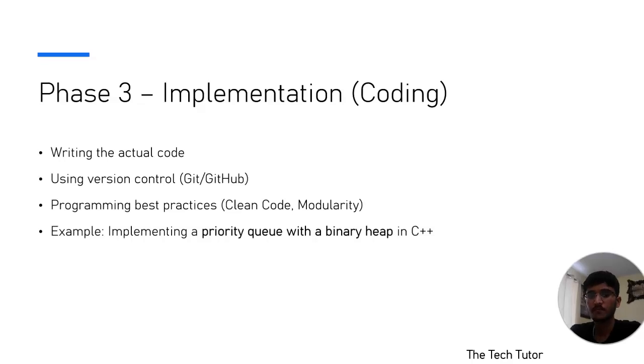Coming to phase 3. Now we actually start coding. This phase involves writing clean, modular code, using version control like Git or GitHub, and following best coding practices. For example, if we're implementing a priority queue using a binary heap, we need to decide whether to use a min heap or max heap, depending on how we want elements to be processed.